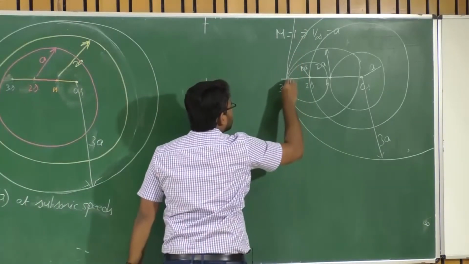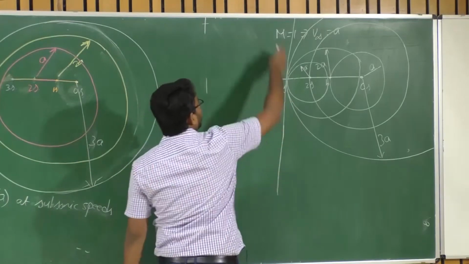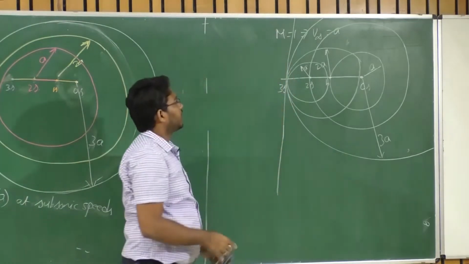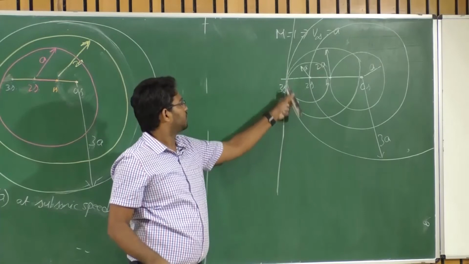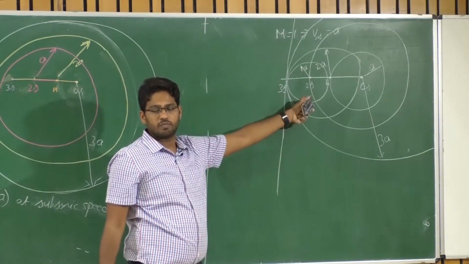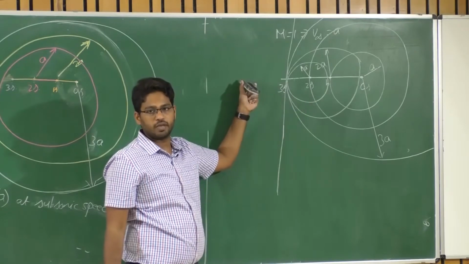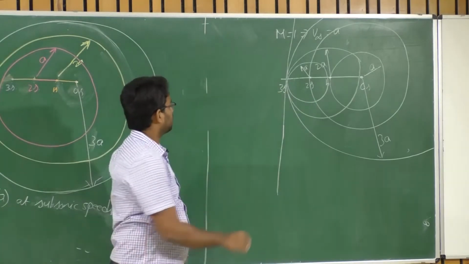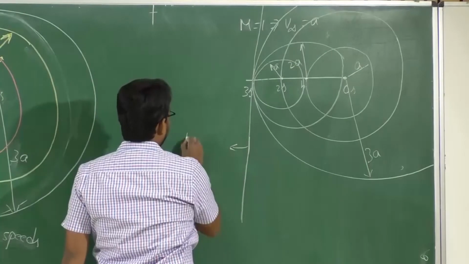So the air molecules. Let us say if you draw a tangent to this particular point, the air which is ahead of this particular point will not have any information about the object which is approaching those fluid elements. Okay, so that is when we call this a Mach wave, right?